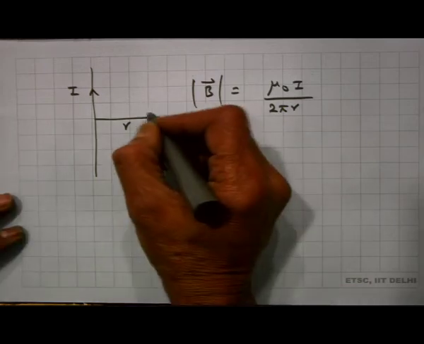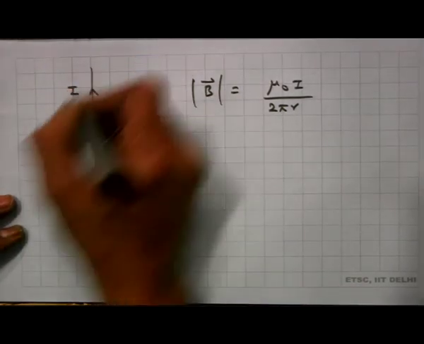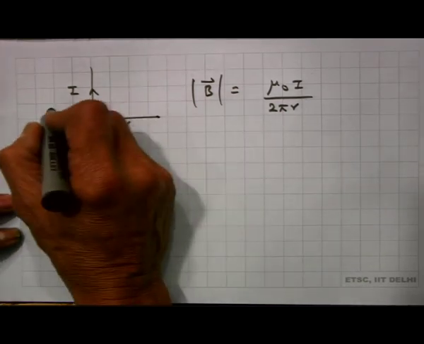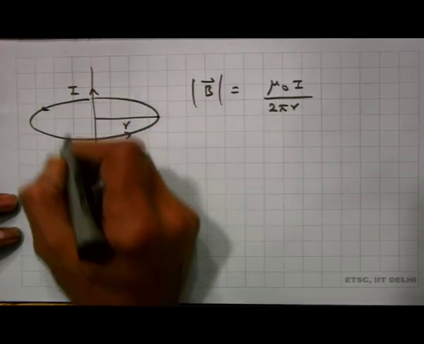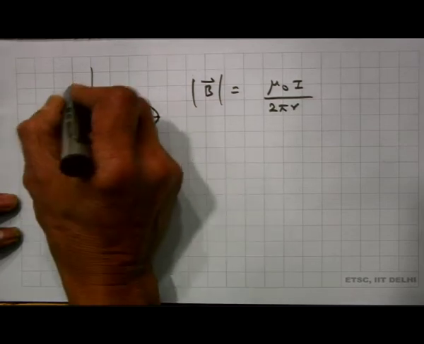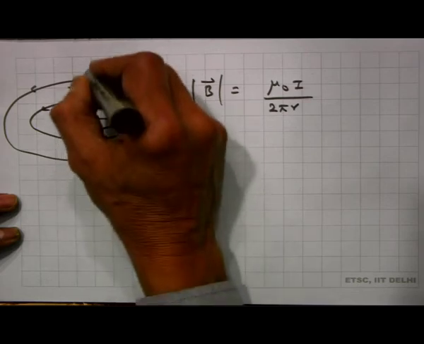So, the magnetic field will be going into the plane of paper here, because the current is going up, coming out of the plane of the paper here. So, I can actually draw magnetic field lines. So, the magnetic field lines will look like this. So, that is my current carrying conductor here.